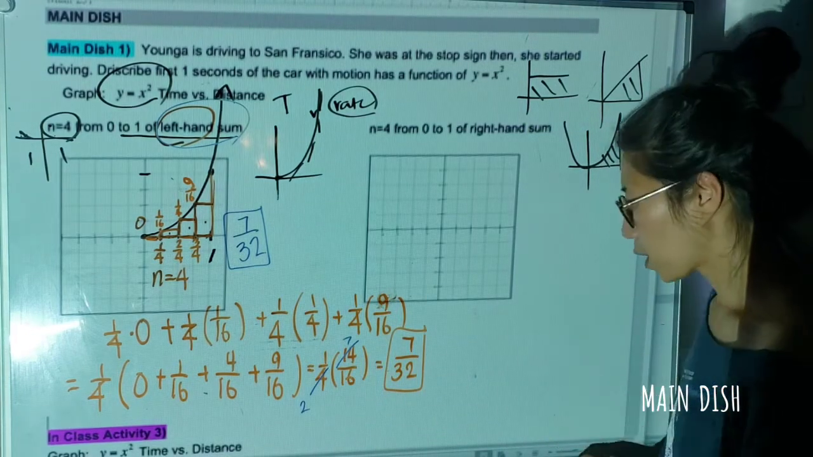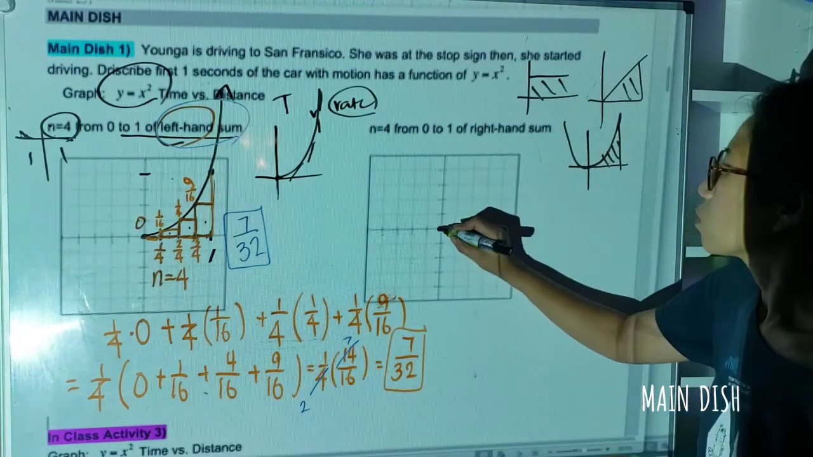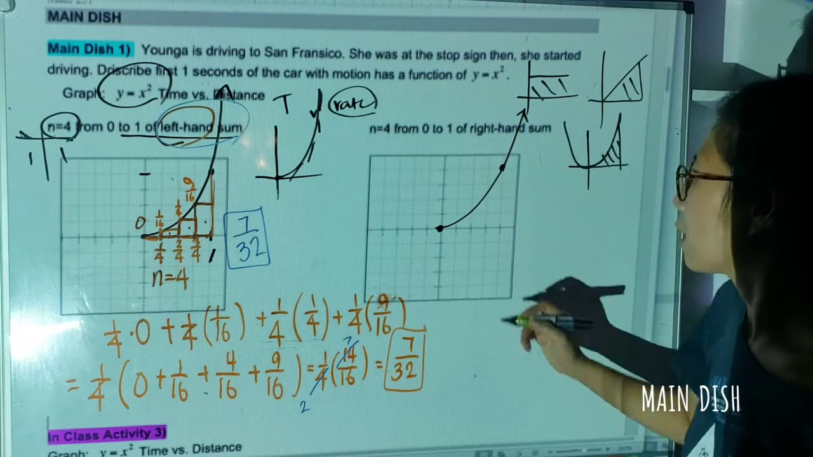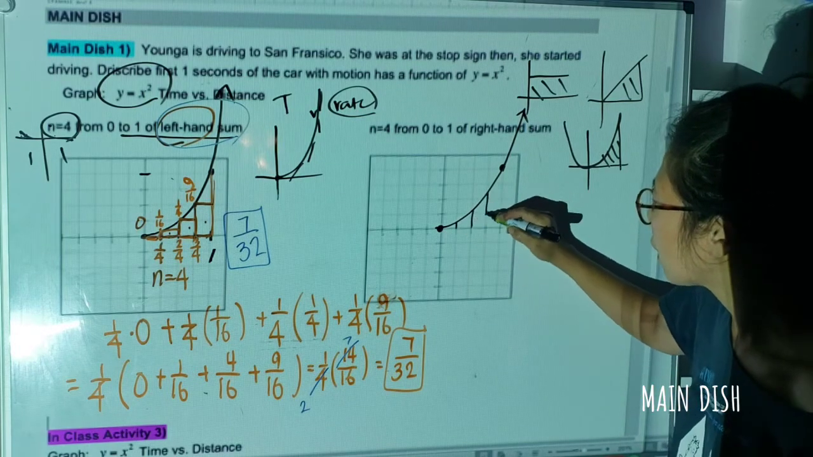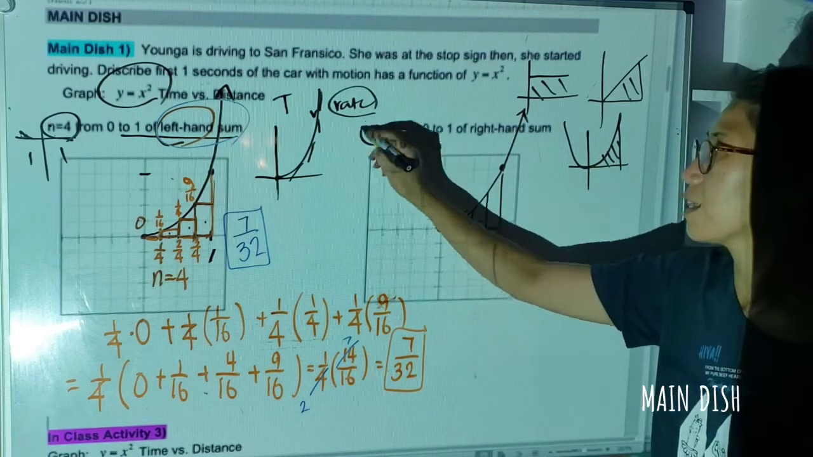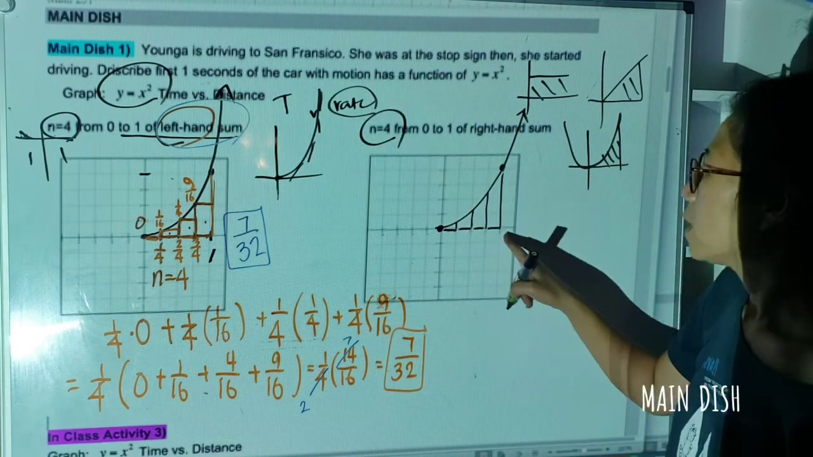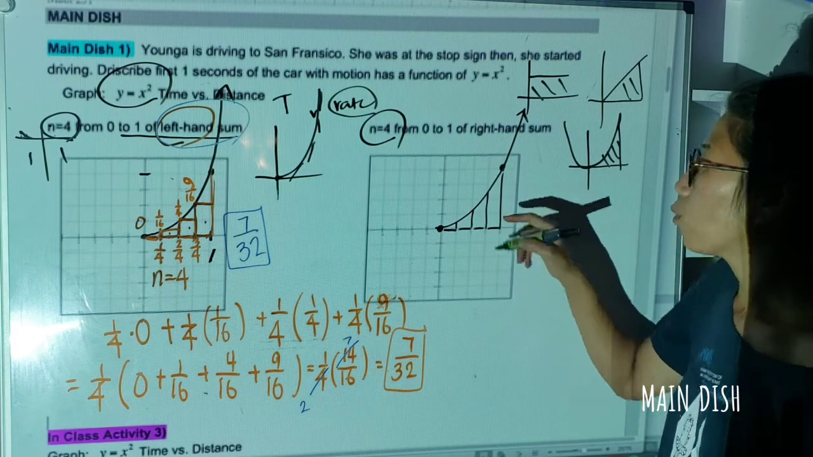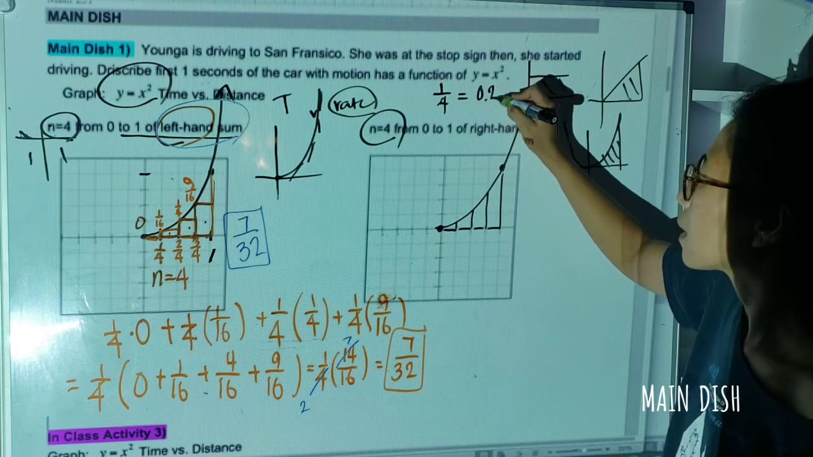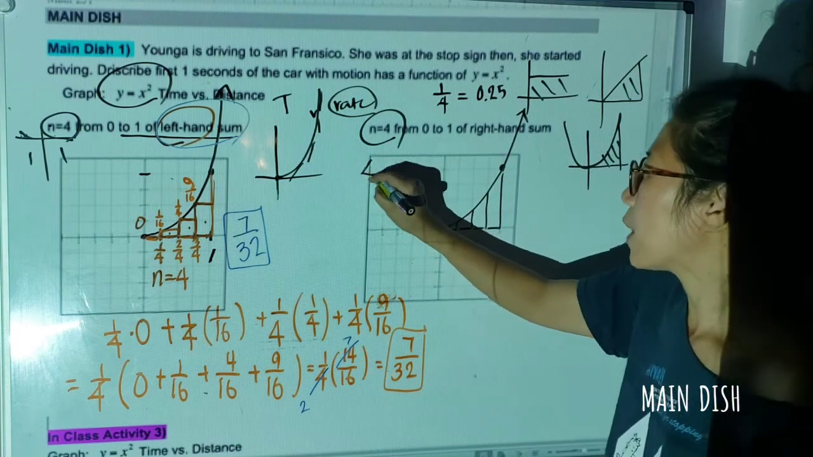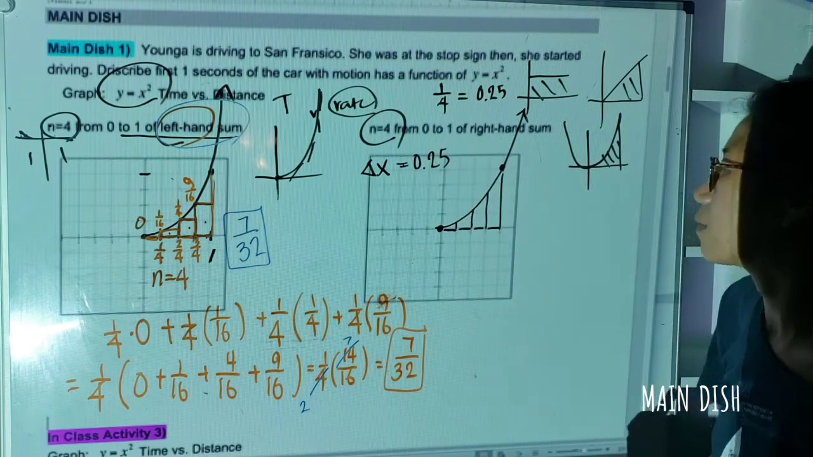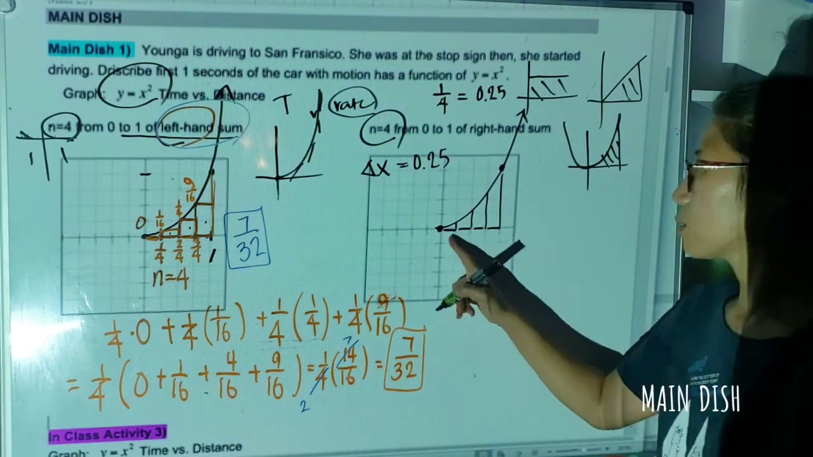So same idea, we are going to have the x squared graph. Then graph nicely, and now I'm going to build my height, and this is my 1, 2, 3, 4 bases, and n is 4. Since my whole domain was 1, divided by 4 gives me 1/4 as my base, and the base we call delta x. Okay, that's going to be 0.25. The delta x, the change in x, is 0.25.